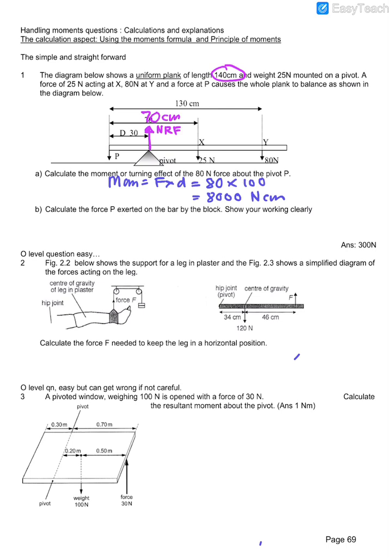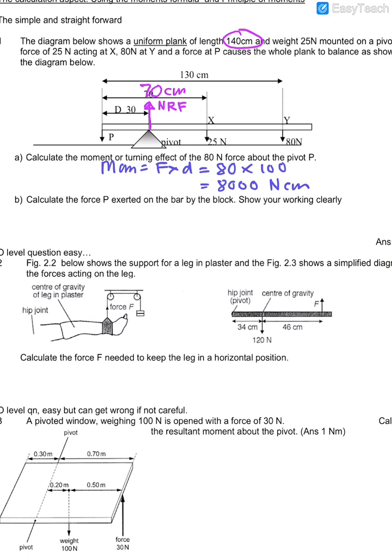So this is the first style of question, where they ask you what's the turning effect due to a certain force. Got it? Then the next style of question is this. They ask you to calculate the force P if you want everything to balance. So what must this force P be in order for this whole thing to balance? So this is your style of working.